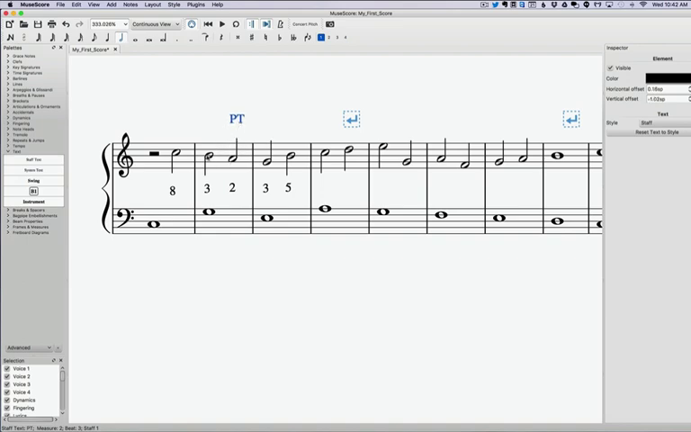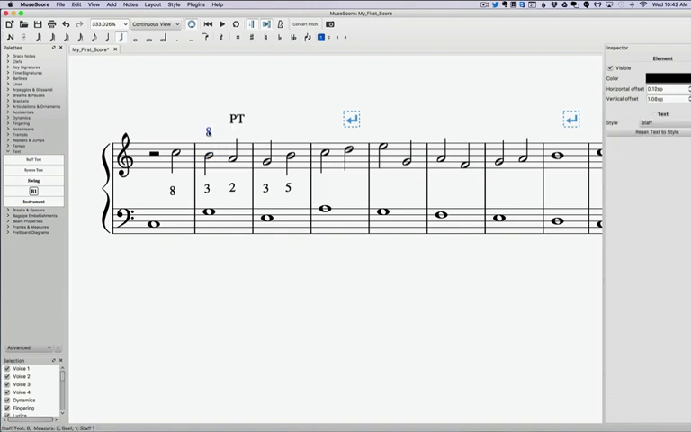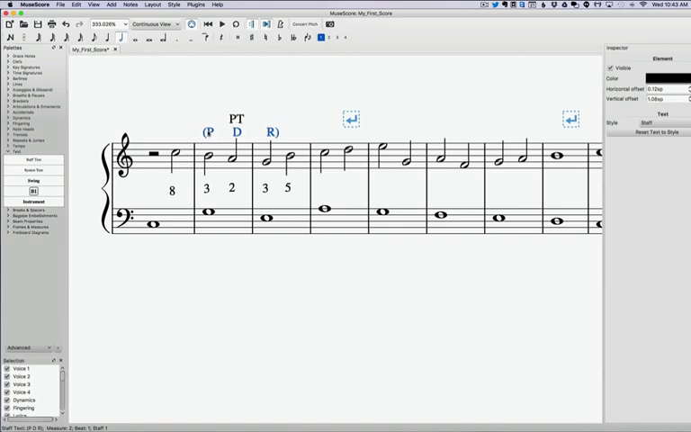We could also go a step further and label these notes like this. Let's maybe put it in parentheses here. Okay, PDR, preparation, dissonance, resolution.